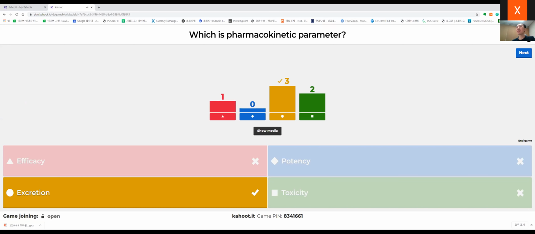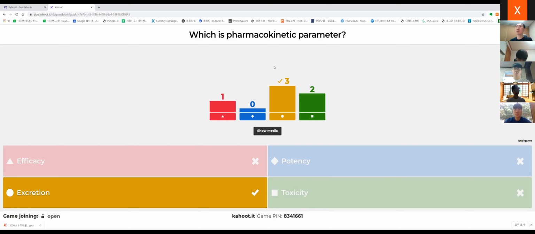You should not forget the pharmacokinetic parameter yet. Pharmacokinetic parameter and pharmacodynamic parameter we have. Efficacy and potency are the good side of pharmacodynamic parameter. Toxicity is the negative side of pharmacodynamic parameter. And excretion is one of those ADME. This is a pharmacokinetic parameter. Pharmacokinetic parameter is how our body is handling the drugs. Pharmacodynamic is how the drug affects our body.